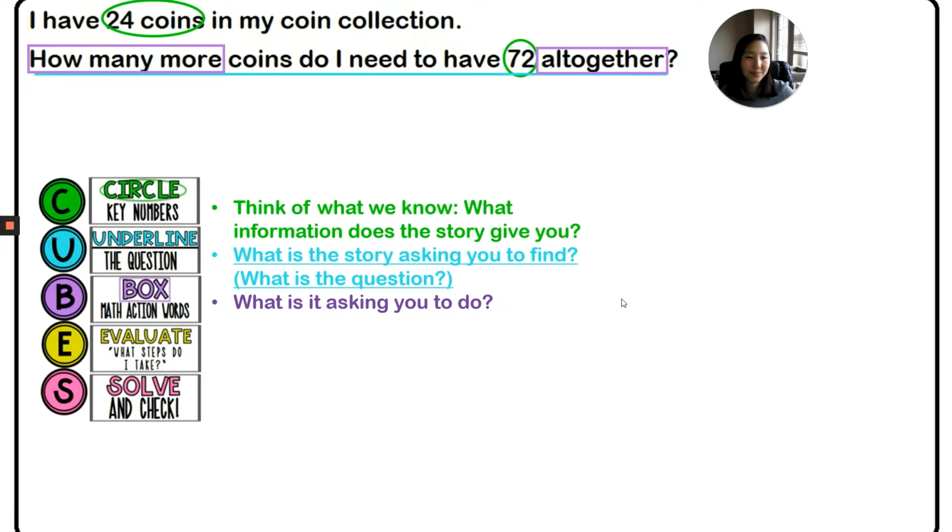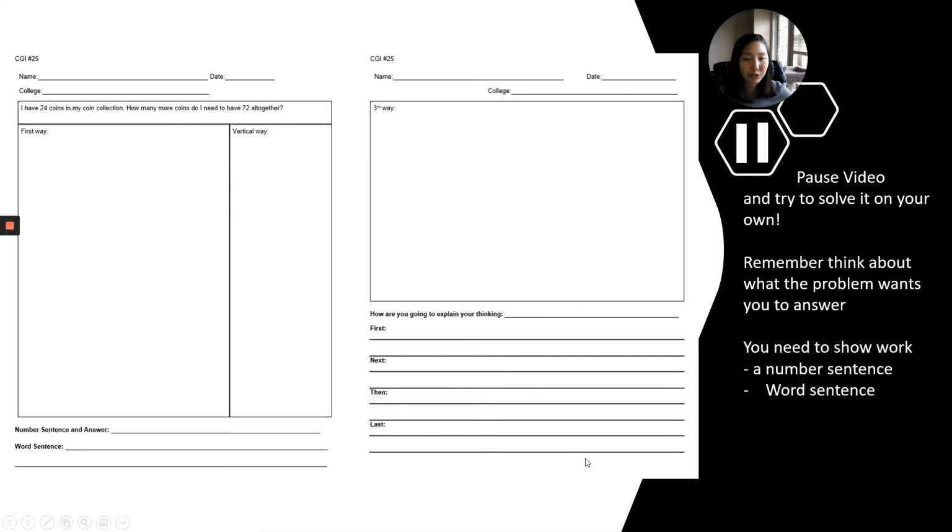And make sure you're open to page 25. I know you are because you already did arc circling, underlining, and boxing with me. Just make sure you are doing your first way, a vertical way if you can. You're answering your number sentence, your answer, and your word sentence. If you don't have a third way that you can think of, then you can wait until my videos, but make sure that your whole first page is solved before you watch my solving videos.